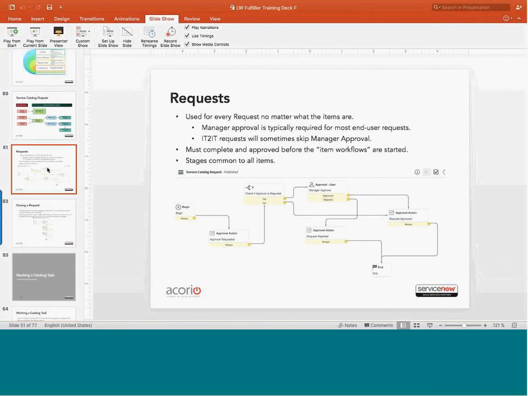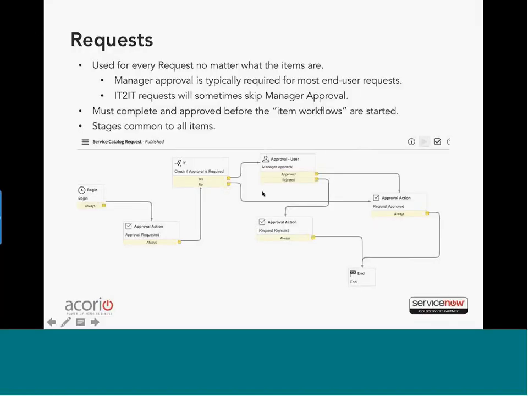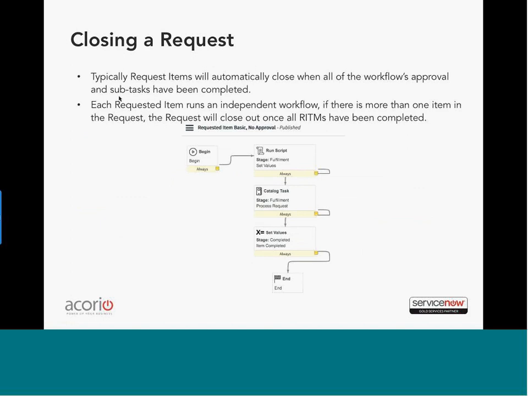All right. And let me make this full screen. So see that within ServiceNow, you would have a manual approval for your user request. Most of them would require approval, unless sometimes it's an IT request, and then you would see an approval. Then the request, the requested items, will close when all the subtasks are complete. So it rolls up.